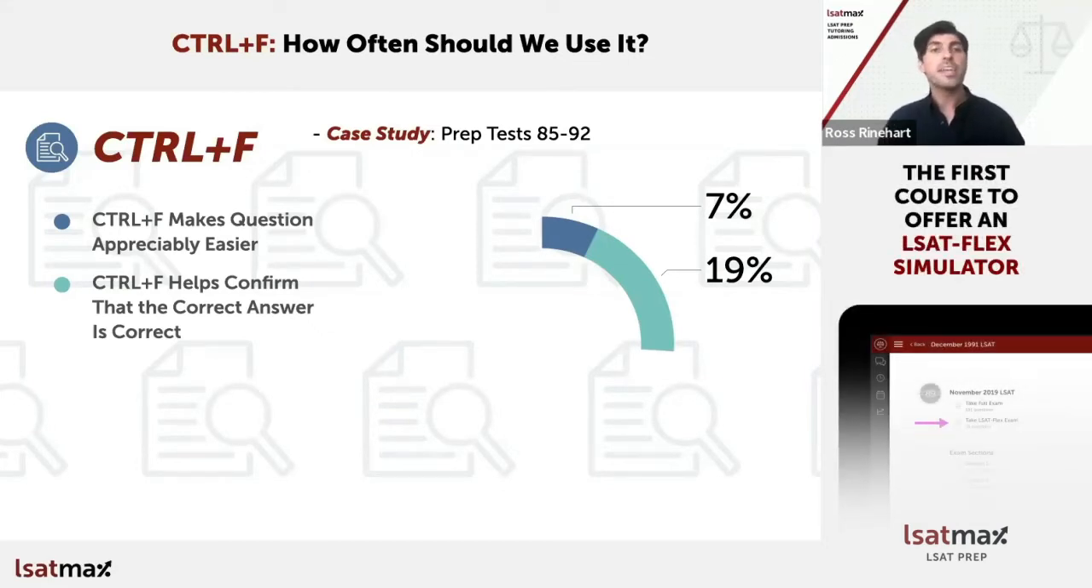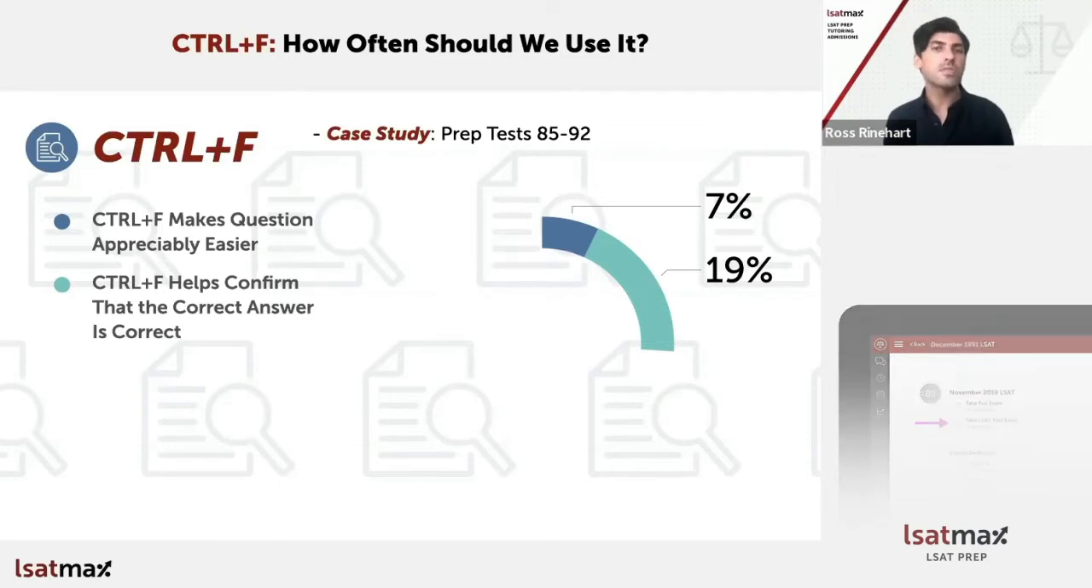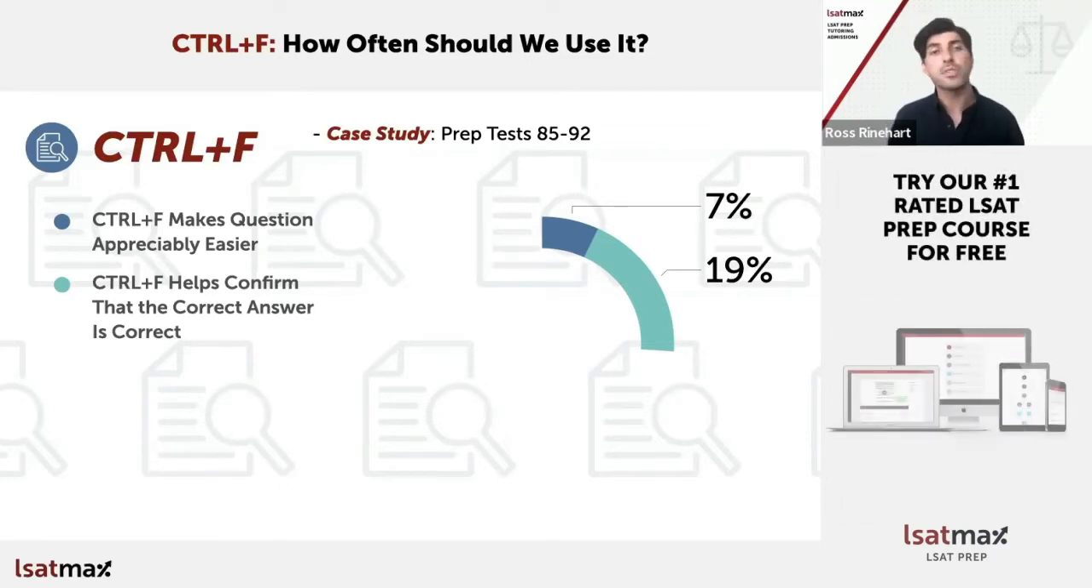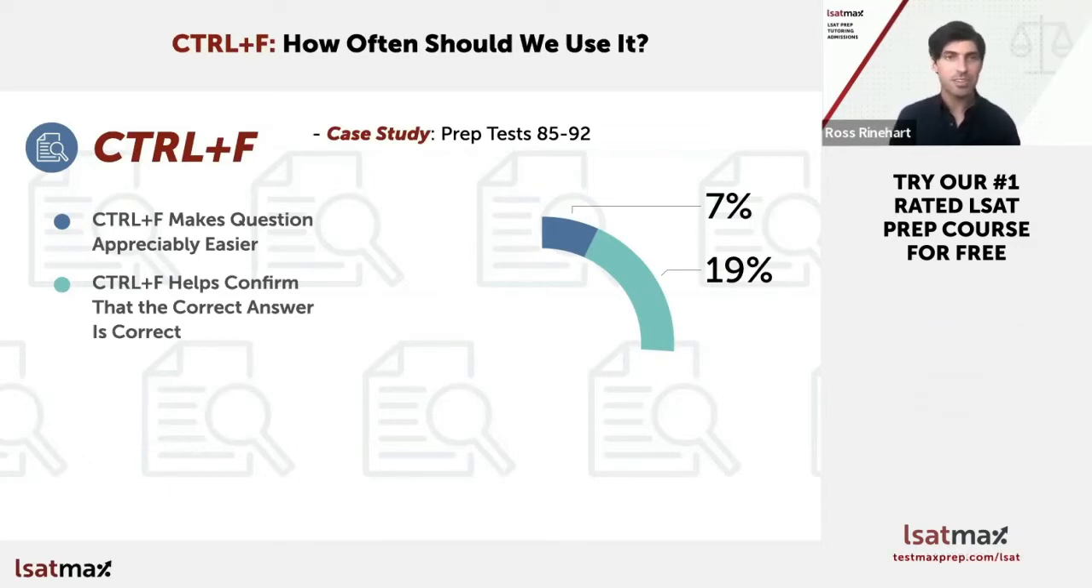So I found that that worked on about 19% of the questions. If you had some reason to prefer a given answer choice, Ctrl+F was a tool that helped you confirm that that was the correct answer choice. Now you have to be smart with which word from that answer choice you choose to search to find that supporting text in the passage. You might have to go through a couple of appearances of that word in that passage to find the supporting text, but Ctrl+F, in my opinion, really helped confirm that the correct answer is correct on about 19% of the questions.